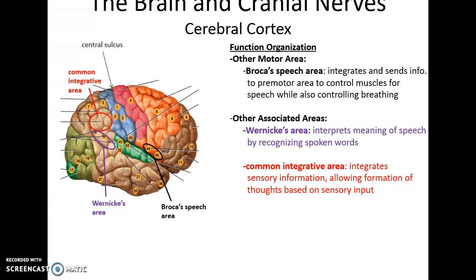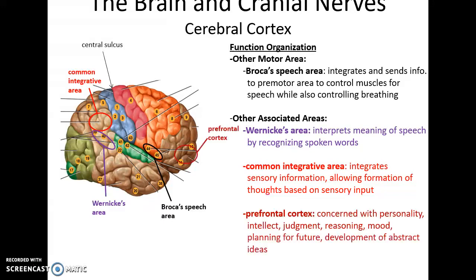Other areas include Broca's speech area. This integrates and sends information to the premotor area to control the muscles for speech. So it's important for controlling the muscles for speech. Other associated areas include the Wernicke area. The Wernicke area, over here, interprets the meaning of speech by recognizing spoken words. So you know more than just words, but what those words mean. It's also a common integrative area that integrates sensory information, allowing formation of thoughts based on that sensory input.